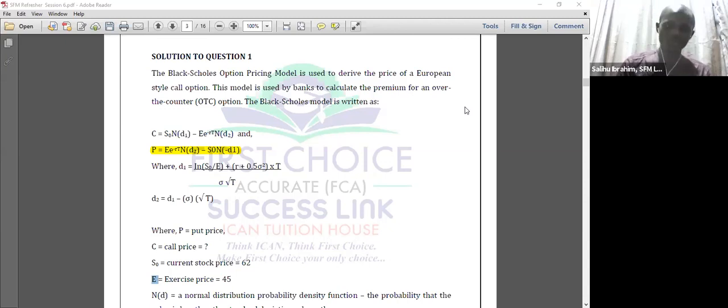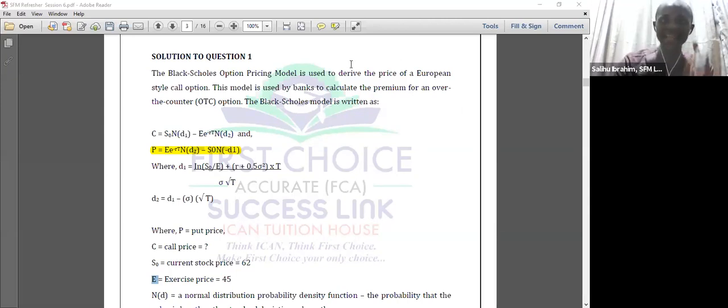No. Yes, really, the answer is no. Why? Because if you want to exercise your right, you are going to pay more to buy that rice, whereas in the open market, you can buy rice at 23,000. So you simply abandon that option and go to the open market and buy your rice at 23,000. But meanwhile, you are losing the premium you have already paid to buy that option. That is what you are going to lose.